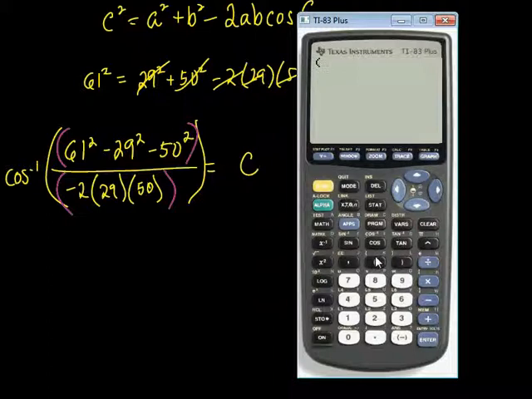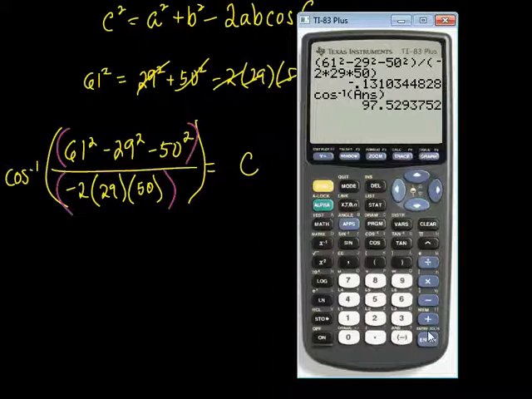So let's try it. We start off with a parentheses. We go 61 squared minus 29 squared minus 50 squared. And then I'm going to close that parentheses. Everybody good? Okay, now I hit divide. And I have another parentheses. And I hit -2 times 29 times 50. And I'm going to end that with a parentheses. Now I'm going to hit equals. And I get that number right there. Then I hit second function cosine of my answer. And then let's see what we get. There it is.